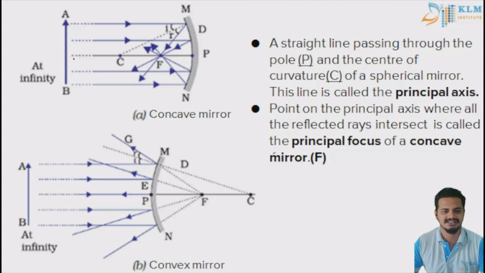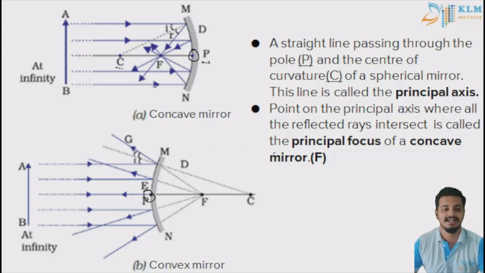So now imagine a straight line passing through the center of curvature and the pole of the mirror. This line is called the principal axis. This principal axis is always normal to the mirror at point P. Even here at point P, it is normal. And what is normal? It is at 90 degrees at this point of the mirror.